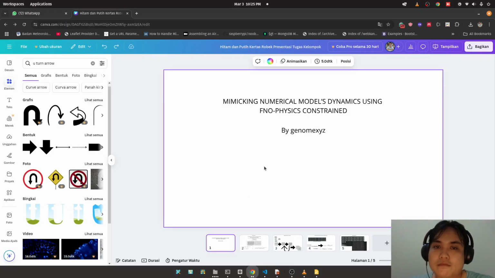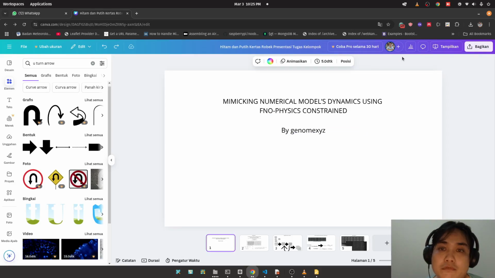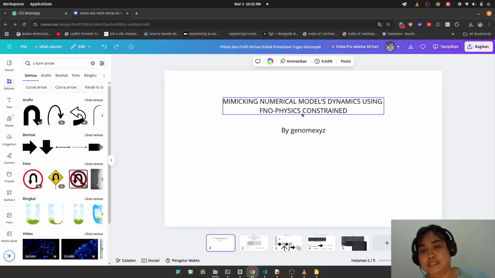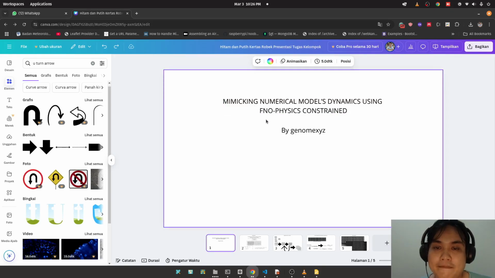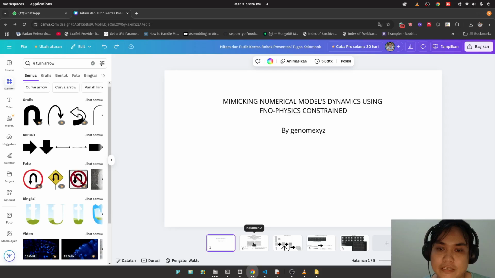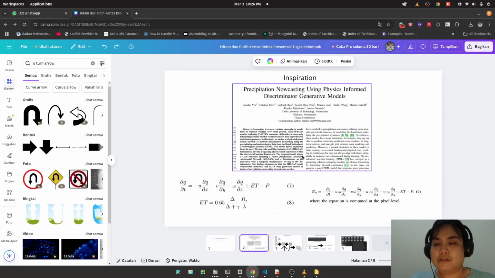Okay, hello. Today I want to show you about mimicking numerical model dynamics using a Fourier neural operator, but with a physics constraint. The physics constraint here refers to a physics-informed neural network. So, FNO but with an additional loss function that is a physics equation. Okay, let's begin.